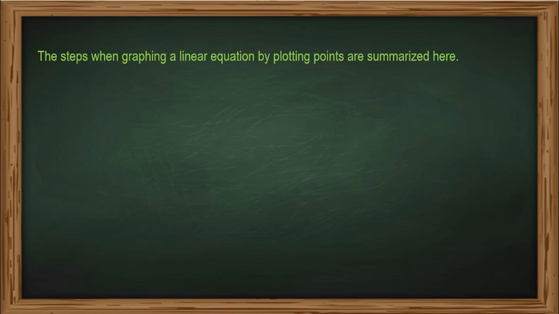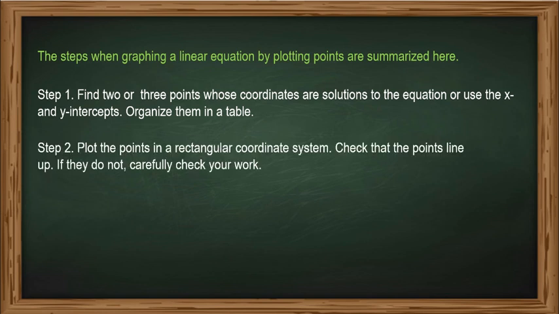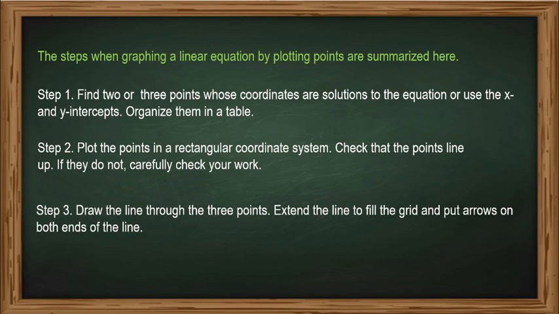Now, let's have a summary on how to graph linear equations by plotting points. Step 1 is find 2 or 3 points whose coordinates are solutions to the equation, or use the x and y intercepts. Then organize them in a table. In step 2, plot the points in a rectangular coordinate system. Then check if the points line up. If they do not, carefully check your work. Step 3, draw the line through the 3 points, extend the line to fill the grid, and put arrows on both ends of the line.